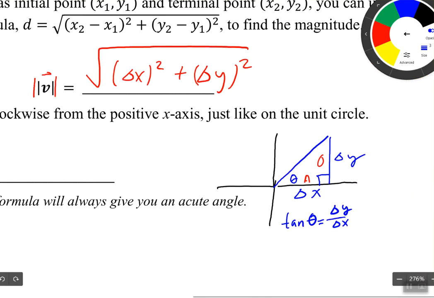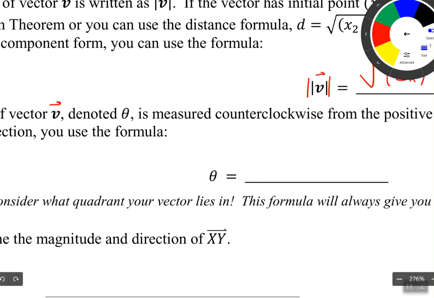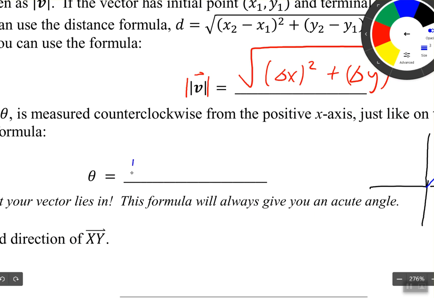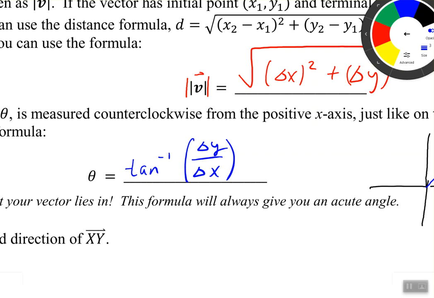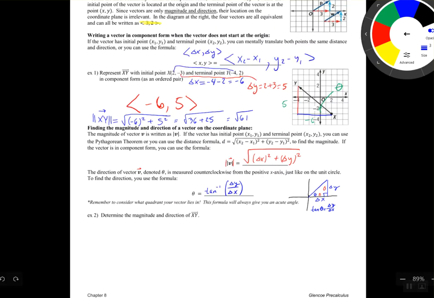Okay, so if you have this and you want to undo that to get the angle, how did we do that last semester? Inverse of tangent. Yep. So the angle is going to be the inverse of tangent of delta y over delta x. Way cool. Right? That's not too bad. So since we have this lovely triangle right here where we know delta x and we know delta y, how about we find the angle for that? Sound good? Here we go.